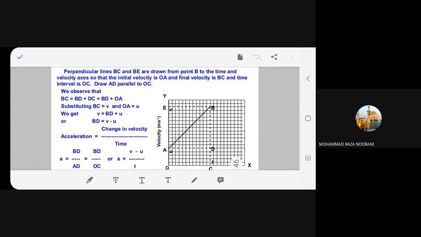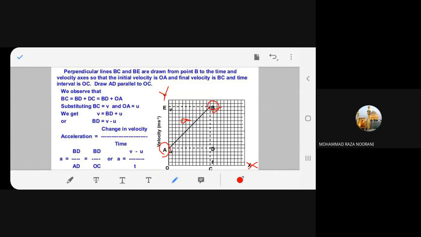Now, what will we draw? We will draw perpendicular lines. What is the meaning of perpendicular lines? See, A is the object which is moving with acceleration and is reaching B, right? This is the x-axis and this is the y-axis. Got it now? Whatever I am doing, I take it with reference to the x and y axes.